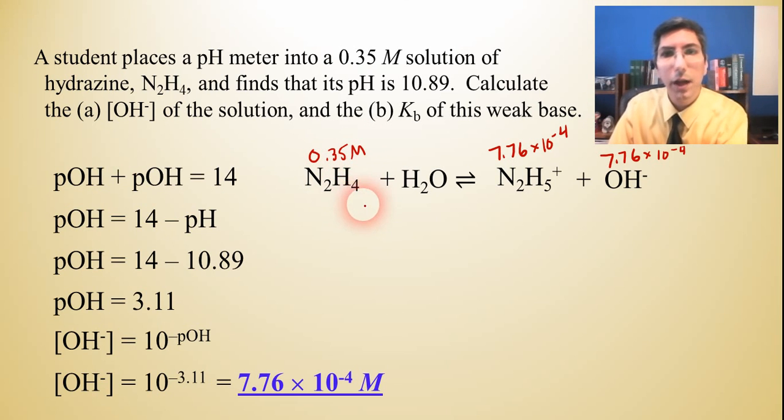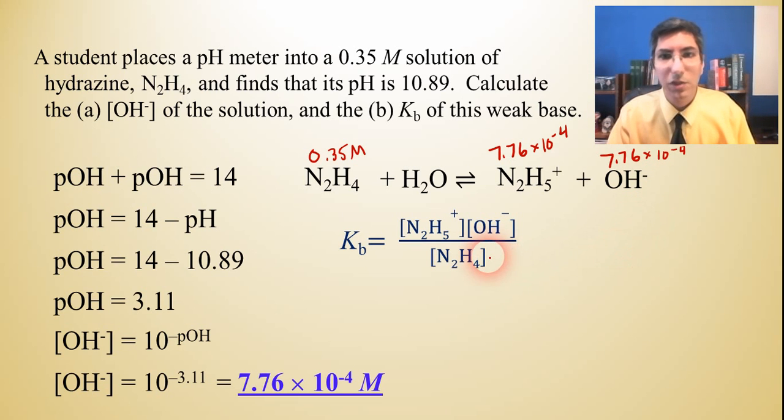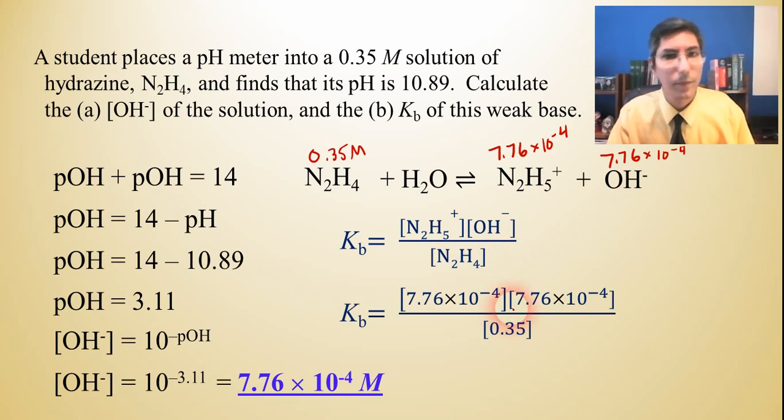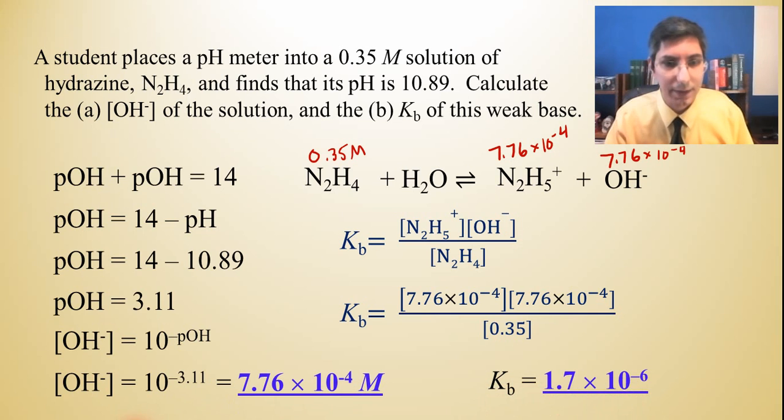So we're going to plug these numbers into the equilibrium constant expression for this reaction. Products over reactants, so it's going to be like that. We just plug those numbers in that we got up here. And when we key that into our calculator, we find that Kb indeed is a very small number. It's about 1.7 times 10 to the negative sixth. So a very small number once again.